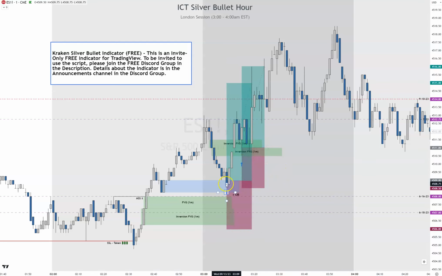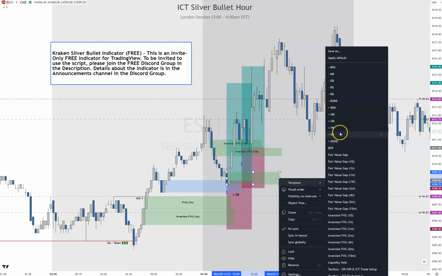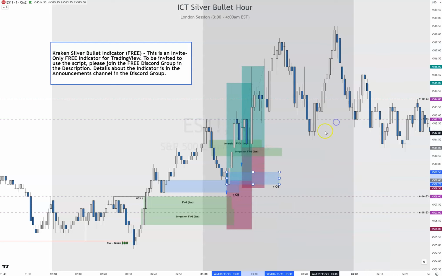Why am I going down here? I'm just going below this order block that's not shown, but there's an order block right here. Mark it on the chart so you can actually see what I'm talking about. This right here is an order block. Go right there. There's an order block, so I'm going down below the order block.